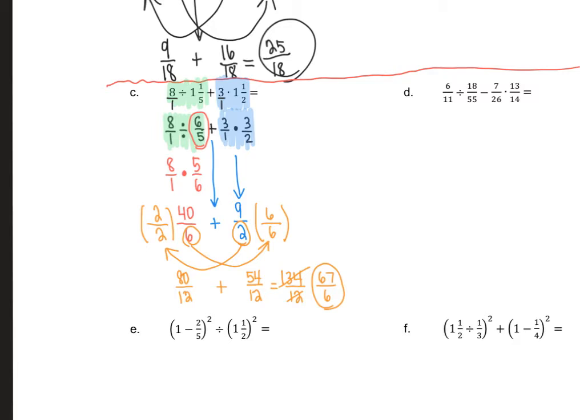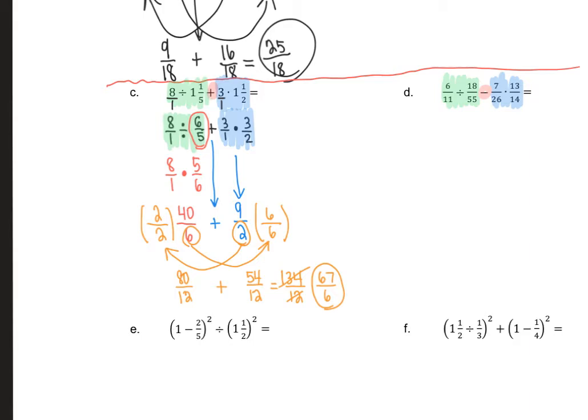All right, letter D is very, very similar to letter C. Again, I have the division first, the multiplication second, or actually third. I have the subtraction in between. So I want to do my division. I want to do my multiplication. My subtraction is going to happen last, just like my addition happened last.